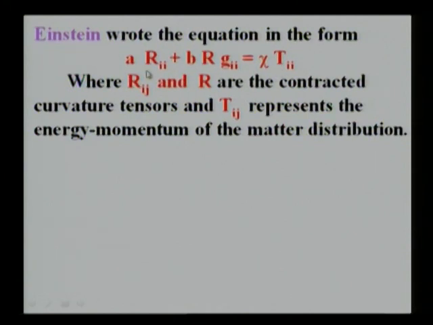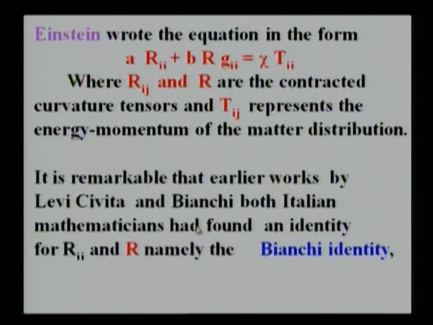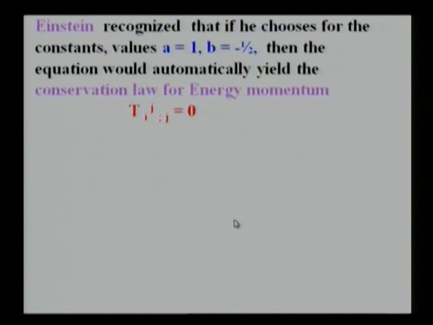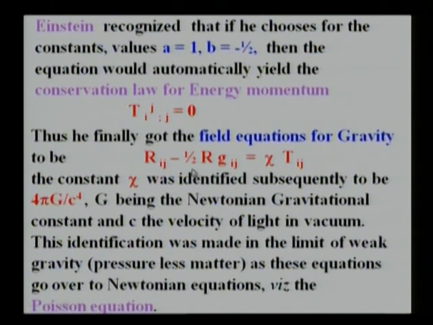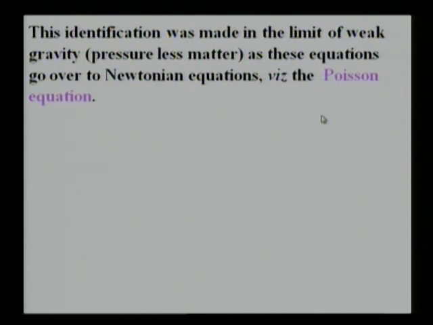So here we need 10 equations because there are 10 unknowns. And so Einstein wrote it in this form, where Rij and R are contracted curvature tensors. With this, Einstein looked for something, and luckily, two mathematicians, Ricci and Bianchi, had discovered a beautiful identity called the Bianchi identity, which was satisfied by this. Lo and behold, if you now use this, it would give you the conservation law, Tij semicolon j equal to 0. Therefore, Einstein gave the constants a and b these values, and thus wrote his famous equation, Rij minus half R gij is equal to kappa Tij, where this represents the geometry and this represents physics. In fact, this identification was made similar to the Poisson equation.